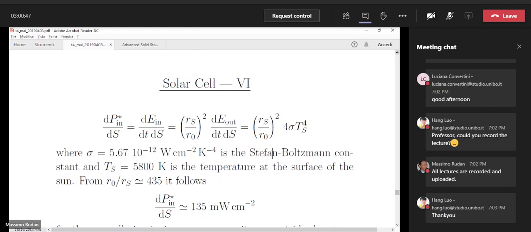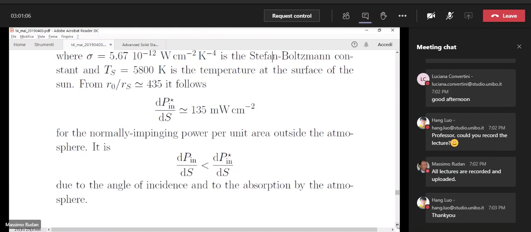So if you simply plug in the temperature of the surface of the sun, that is 5,800 degrees Kelvin, what one obtains is that the power impinging per unit area on the external edge of the atmosphere in the normal direction is 135 milliwatt per square centimeter. This is the so-called solar constant, okay? And this is the maximum power that we can achieve from the sun, nothing more, okay?